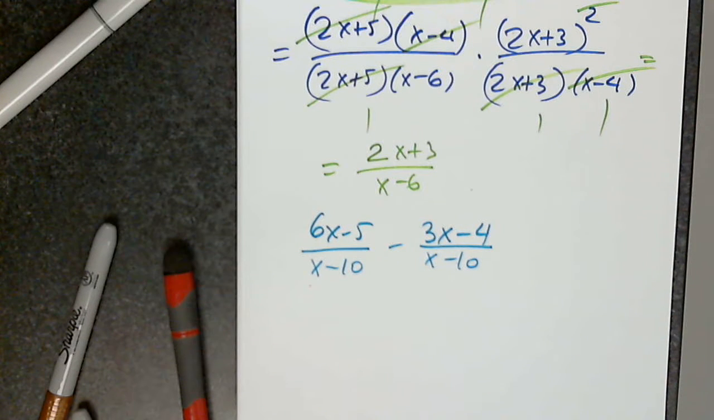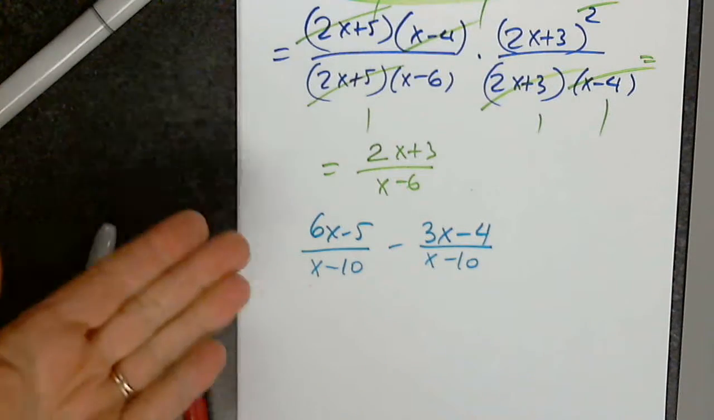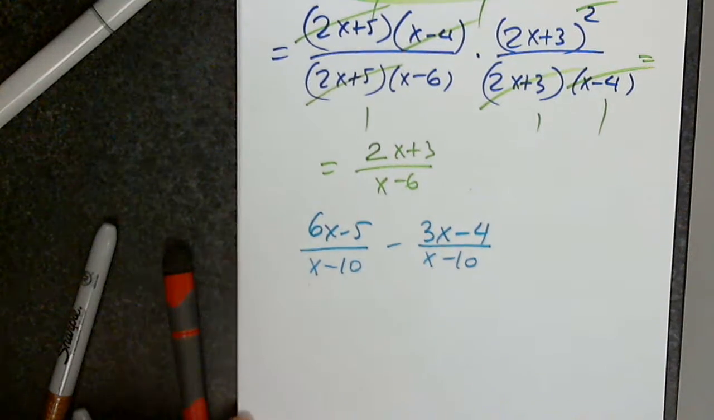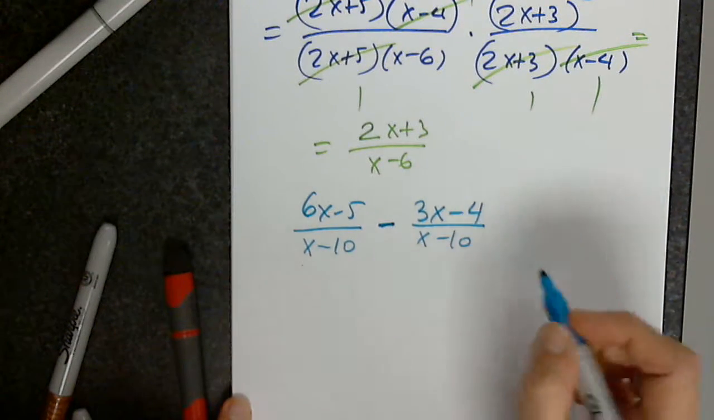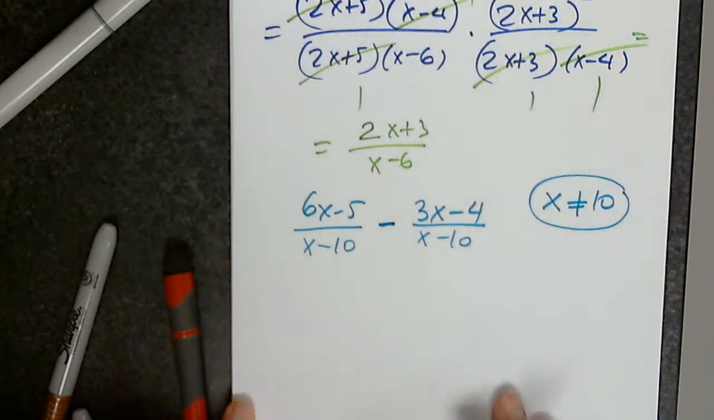So we're looking at chapter 7, so these first two. I look at these two rational expressions. I'm not asked to multiply or divide them. I'm asked to subtract them. The only restriction I have to write is that x does not equal 10.